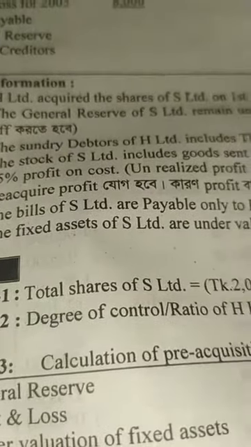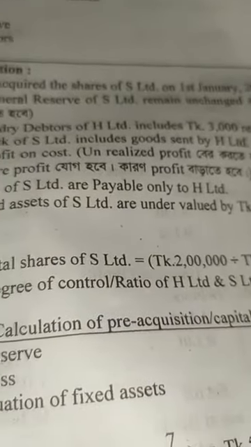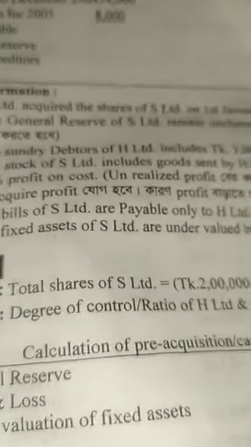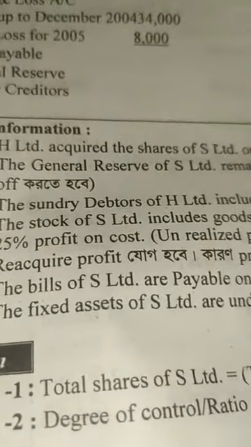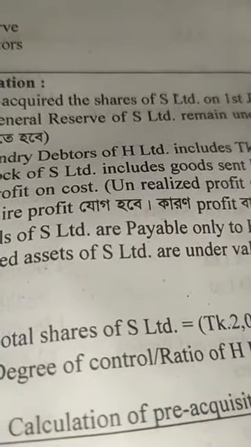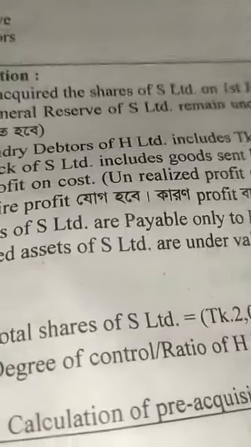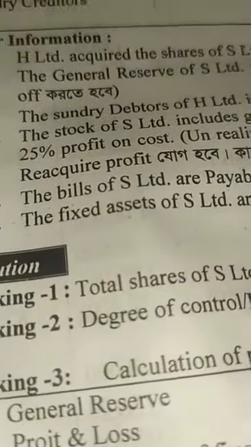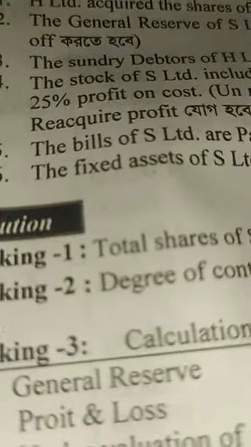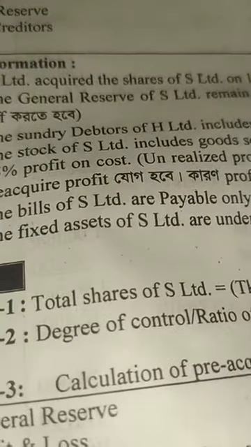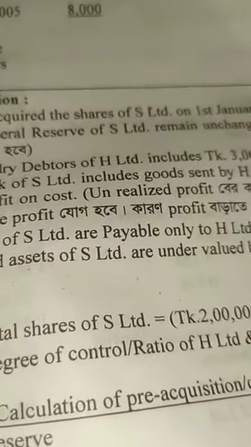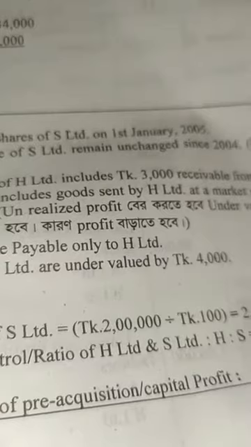The bills of S Limited are payable only to H Limited. Bills receivable and bills payable relationship: the smaller amount between bills receivable and bills payable will be deducted from bills receivable of H Limited and bills payable of S Limited. The fixed assets of S Limited are undervalued by Taka 4000.